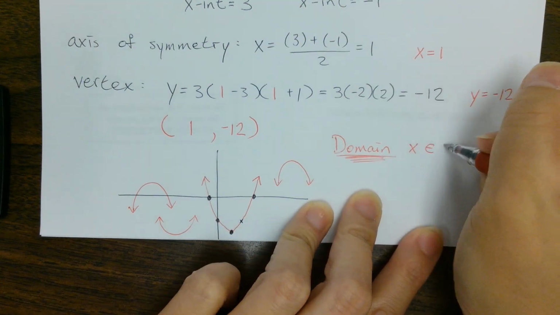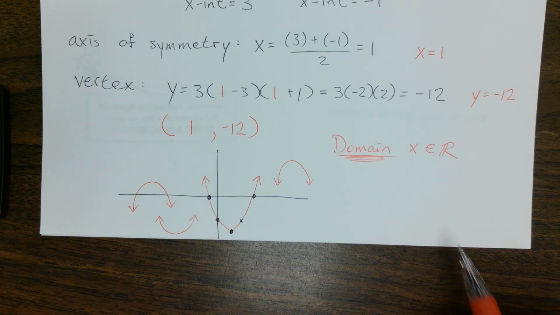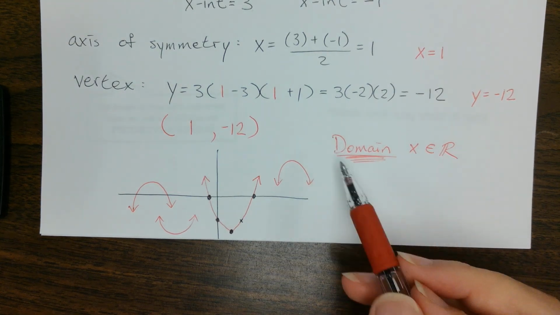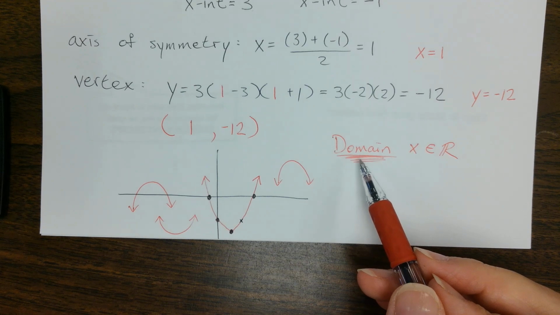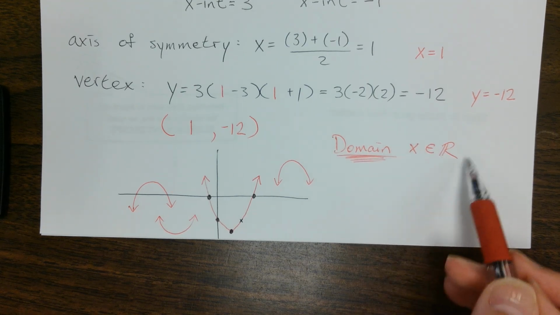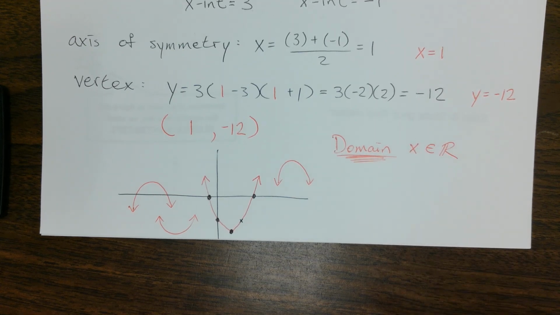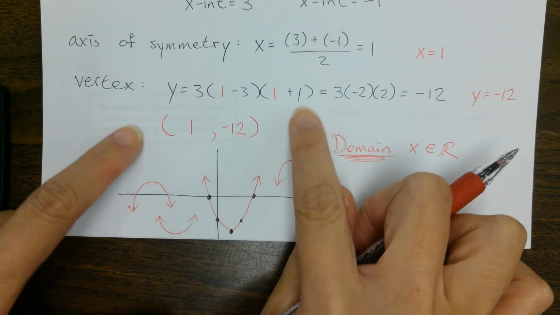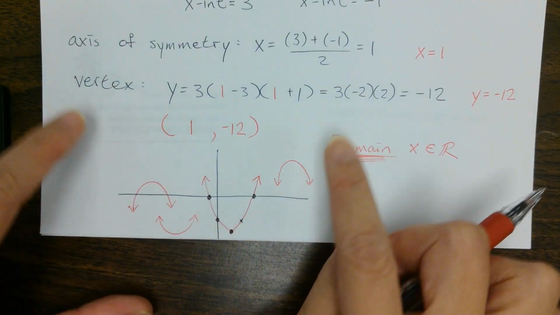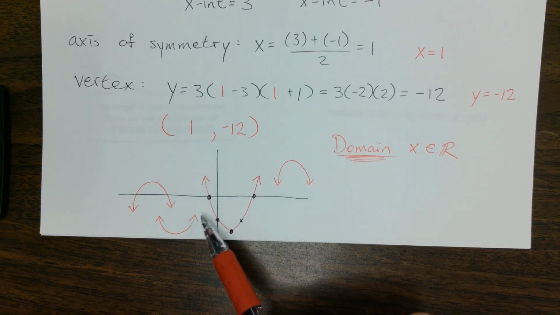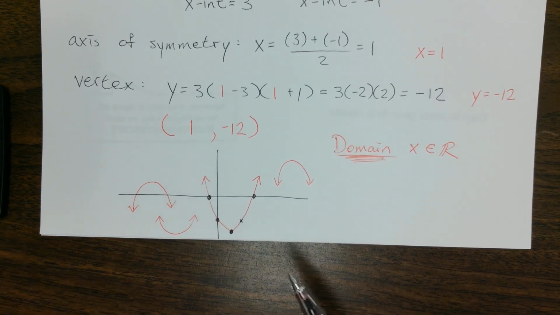X belongs to all the real numbers. All right, that's how we write the notation for domain. So if you see this question on the test, it's like a free mark because your answer will always be x belongs to all the real numbers in grade 10, because your parabola goes on forever, right? It keeps going on and on. Your parabola can be 100, it could be negative 100, it could be 1,000, it could be negative 1,000.